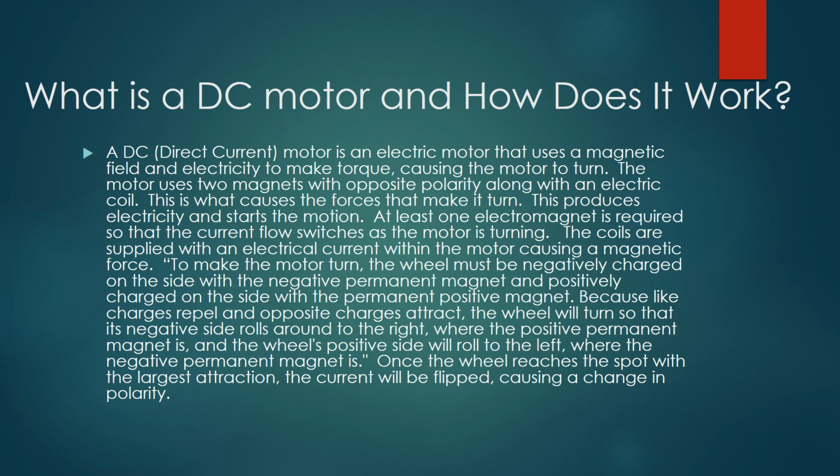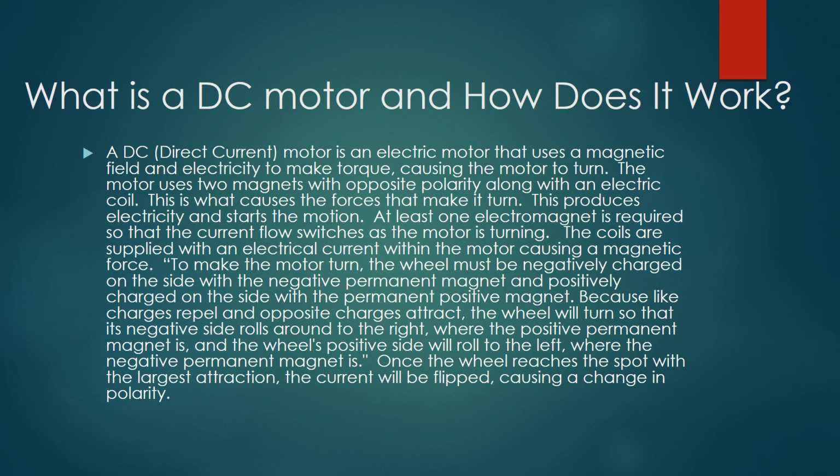A DC motor is an electric motor that uses a magnetic field and electricity to make torque, causing the motor to turn. The motor uses two magnets with opposite polarity along with an electric coil. This is what causes the forces that make it turn. This produces electricity and starts the motion. At least one electromagnet is required so that the current flow switches as the motor is turning. The coils are supplied with an electrical current within the motor, causing a magnetic force.